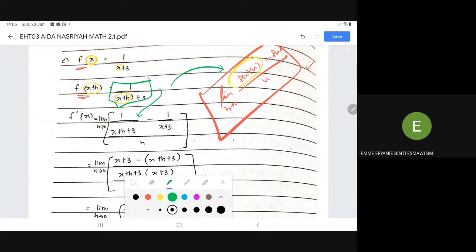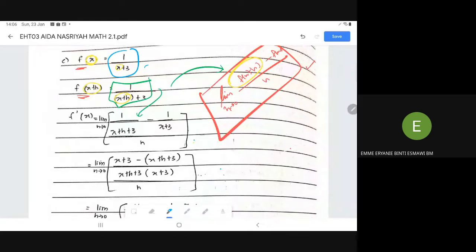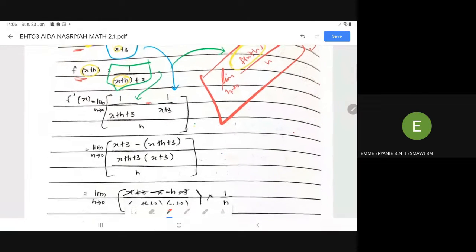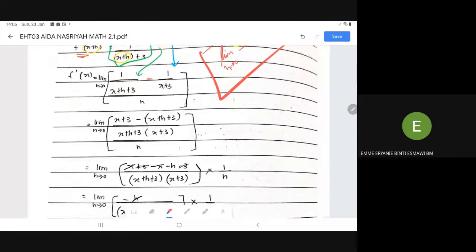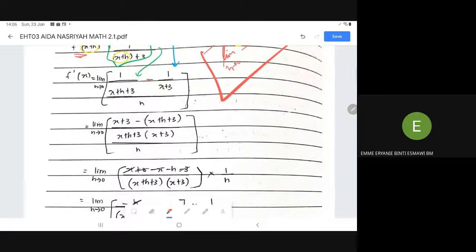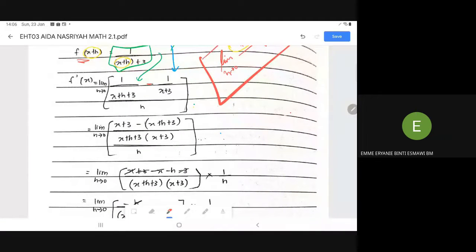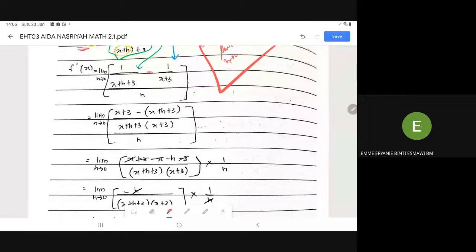Lepas tu, that function f(x) just substitute into the formula as well. Don't forget there's a minus in the middle here, and then over h. But since this is a fraction, there's a lot of fractions everywhere dekat dalam working ni. So we want to try to minimize this pecahan dan juga tingkat pecahan tu. If you can see here, tingkat pertama, tingkat kedua, tingkat ketiga. So we have 3 levels of fractions, so it might look very confusing.